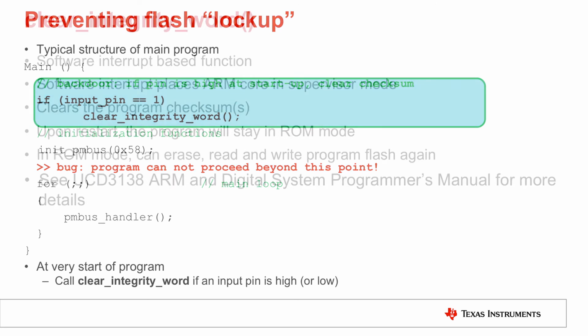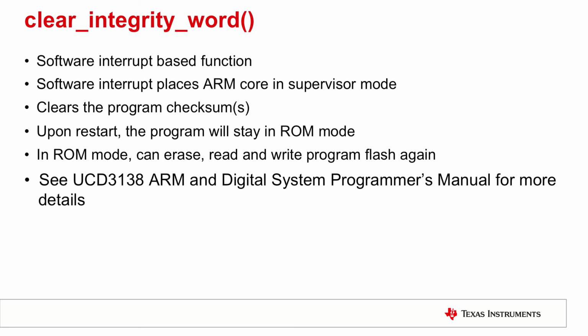The function clear integrity word clears the program flash checksums, so it clears the contents of 4 or 8 bytes of program flash. Erasing or writing flash requires that the device is in a privileged mode. To place the device in a privileged mode, we use the software interrupt mechanism. A software interrupt is not an interrupt in the regular sense. A software interrupt is initiated by the sequential execution of the software and by calling a specific function.